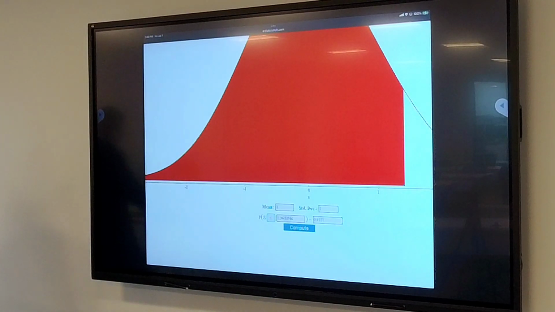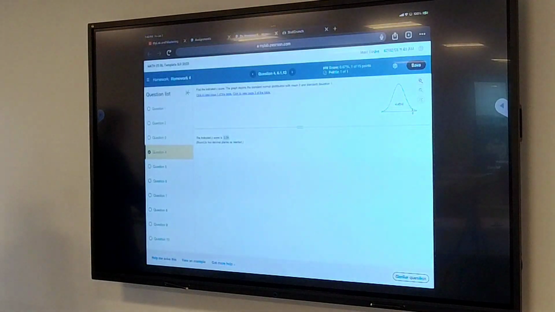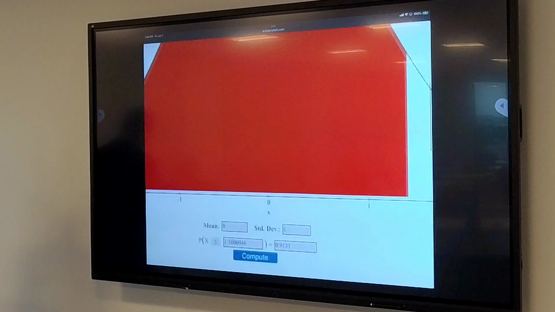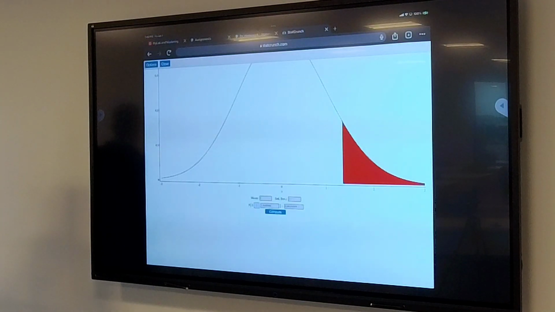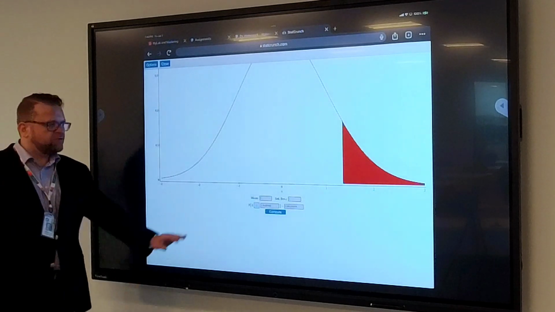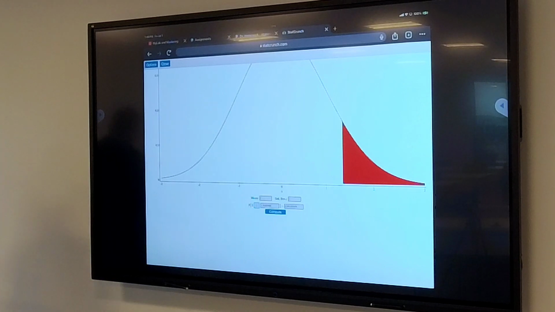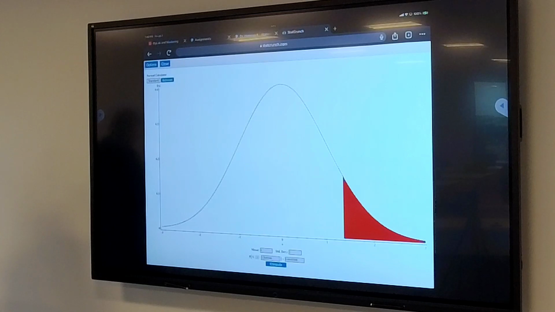Number 5 should be largely the same. It's just an area on the other side of some z-score. This one is an area to the right. I'll change my inequality so that it reads as areas to the right. I have some z-score and there's an area to the right. Now I can dictate what that area should be, 0.1660.